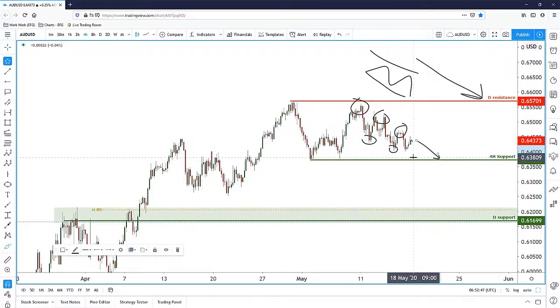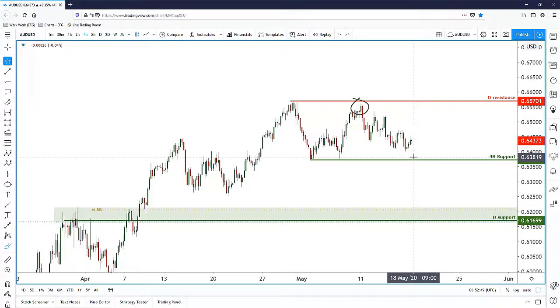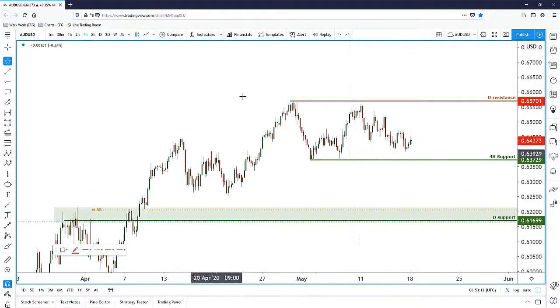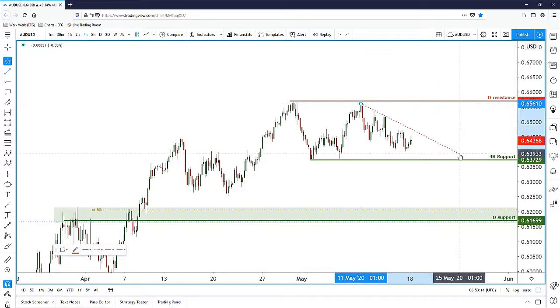So what we can expect from here is for price to make a push down towards the 4-hour support. All right, and there are two scenarios here. The first scenario is for price to come down to the 4-hour support before bouncing up to the daily resistance. The second scenario is for price to come down to the 4-hour support, break below it, retest, and go all the way down to the daily support. So there are two scenarios here, right? And let's just connect all the highs to draw that trend line.